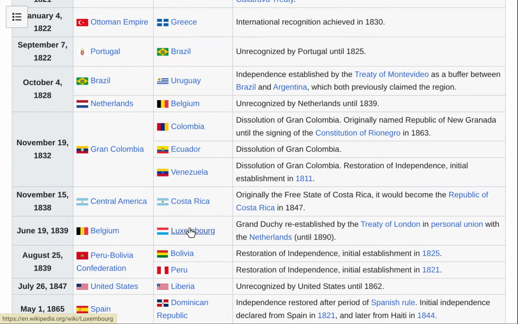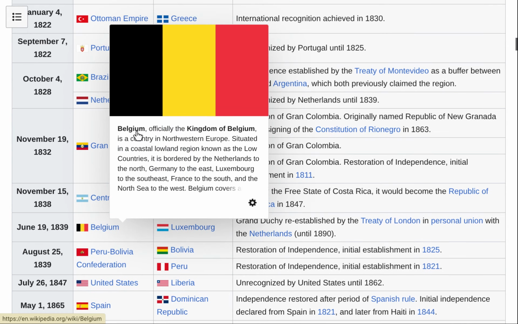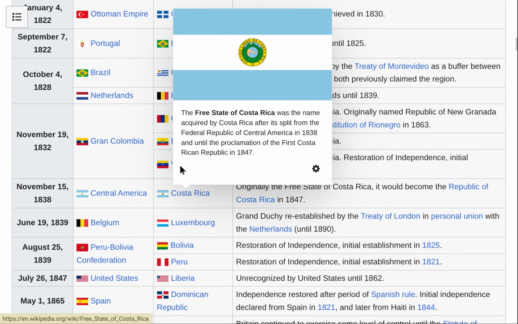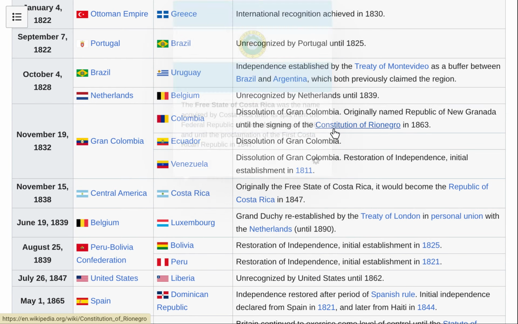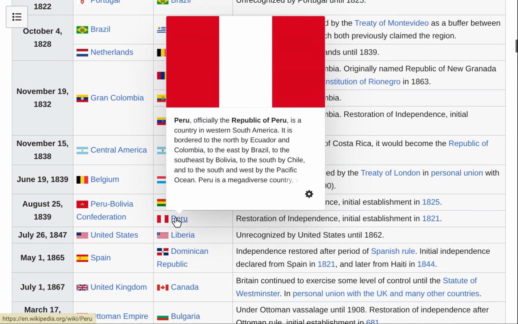So Belgium, Luxembourg had to gain independence from Belgium. Wow, I get that. But hold up, Netherlands owned Belgium at one point, so that means they also owned Luxembourg, which is very cool. But Luxembourg probably wasn't a country back then. And also, that's not the Costa Rica flag, although it says Costa Rica on it, which is kind of confusing. But so we have Peru, Bolivia Confederation. I don't need to go through this one. Peru, Bolivia, we got it.